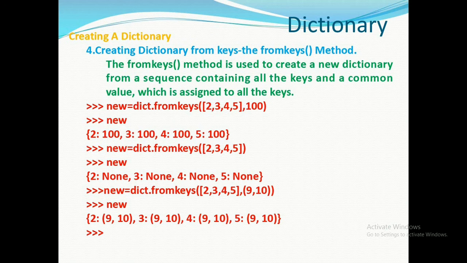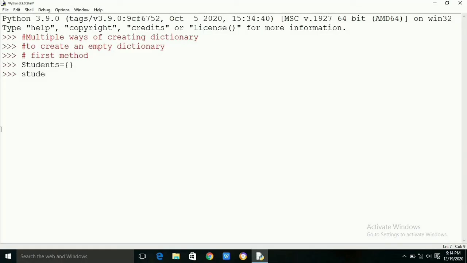There are multiple ways to create a dictionary. Students is equal to opening and closing curly braces will create an empty dictionary. Secondly, students is equal to dict will create an empty dictionary by using the constructor dict.